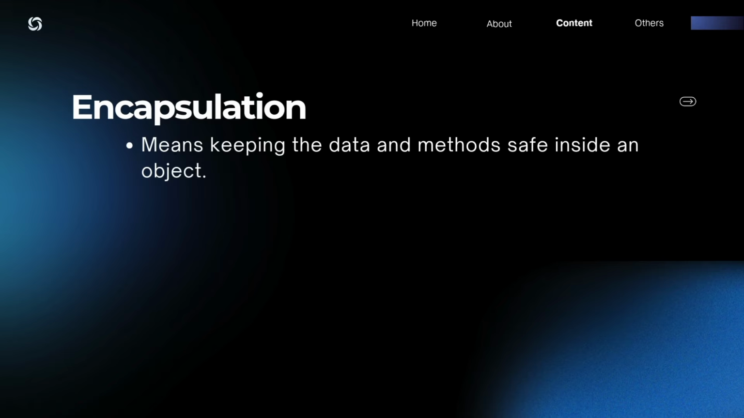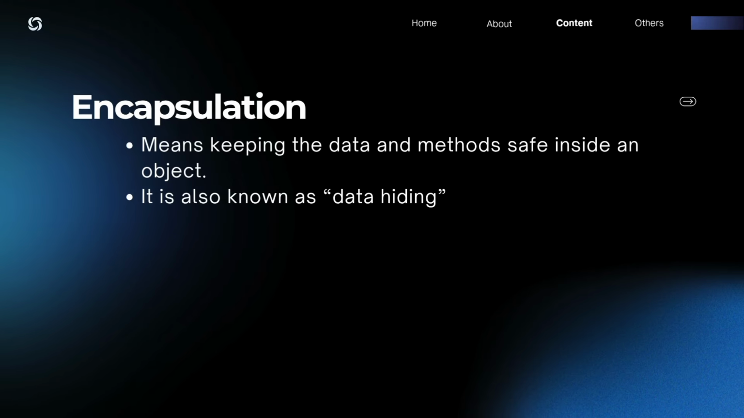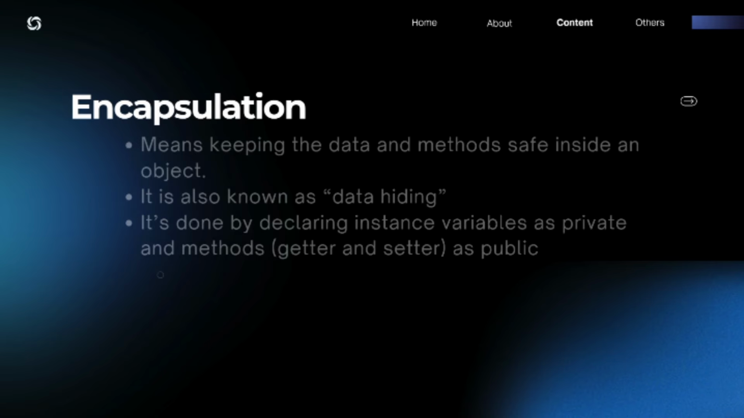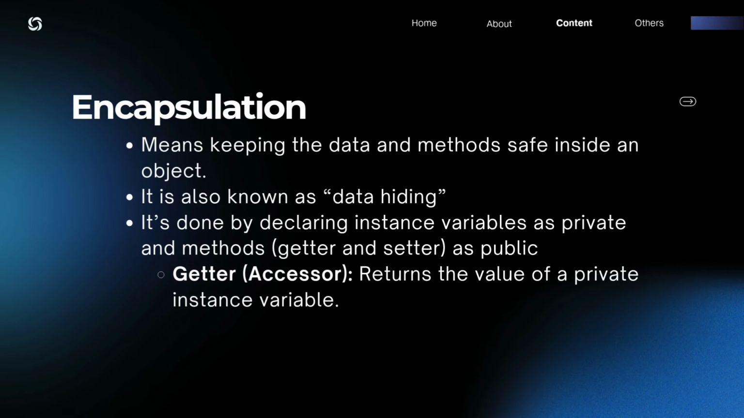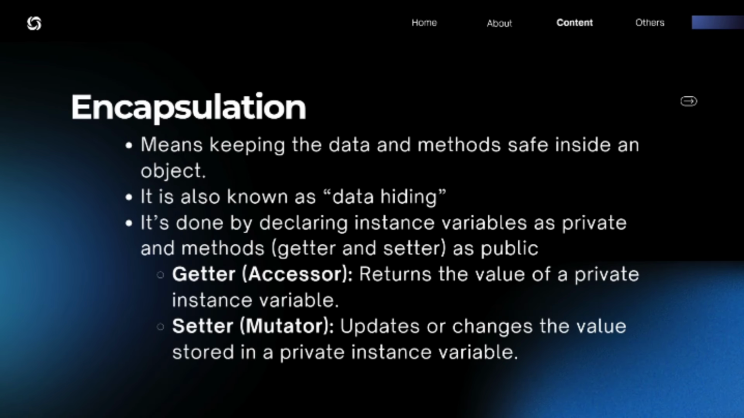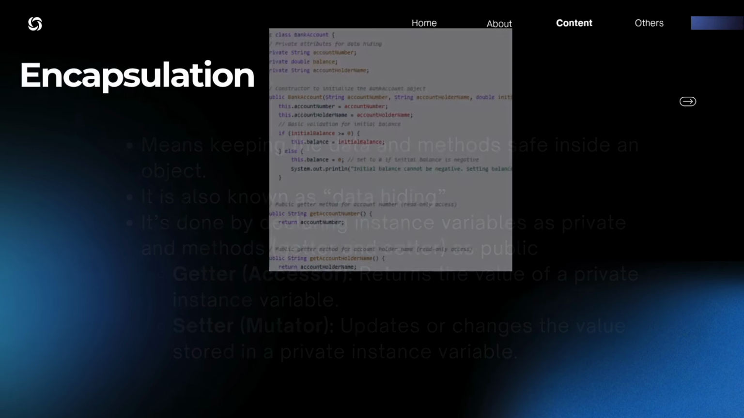Encapsulation means keeping the data and methods safe inside an object. It is also known as data hiding. It's done by declaring instance variables as private and methods as public. A getter, or accessor, returns the value of a private instance variable. A setter, or mutator, updates or changes the value stored in a private instance variable.